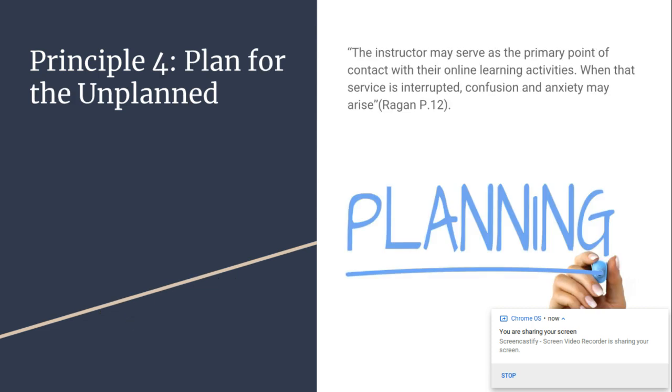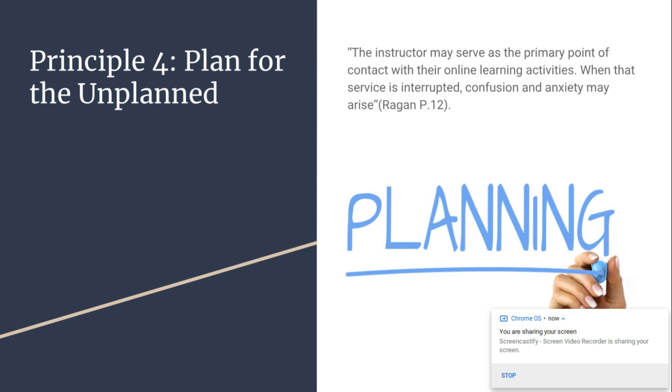Last but not least, I went with planning for the unplanned. I believe this one is very strongly associated with the instructor more than the learner. In this principle, the article talked about how the instructor may serve as the primary point of contact with the online learning activities. When that service is interrupted, confusion and anxiety may arise. That is true. If students are working on something and they aren't able to get in touch with you, that's going to cause a lot of confusion.